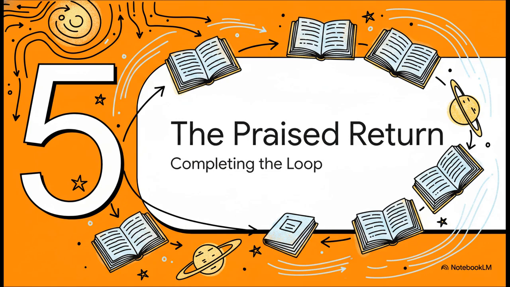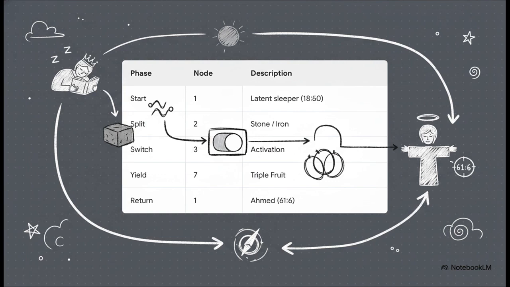And finally, phase 5, the praised return, completing the loop. So, the crucial point we need to understand is this final compression sequence. Let's trace it together. We started all the way back at node 1, 1850. Then we branched up through node 2, engaging both the particle and the wave arms. From there, we hit the activation switch at node 3, taking the book with strength. That active energy flowed into the triple fruit at node 7, and finally, the whole thing compresses back into node 1 as Ahmed at coordinates 61 to 6, the praised completion. The full arc has been perfectly traversed, and home is finally remembered at coordinate 3846.